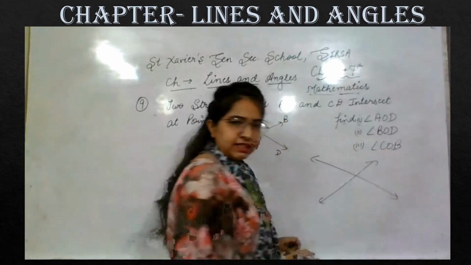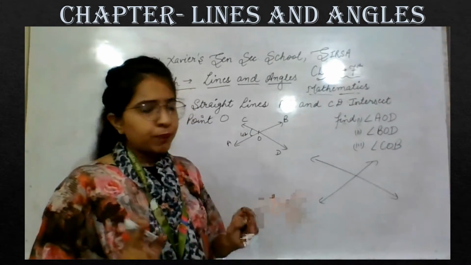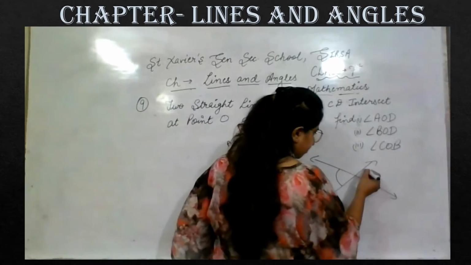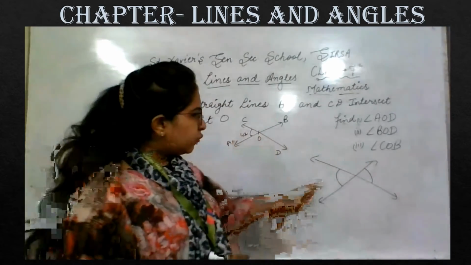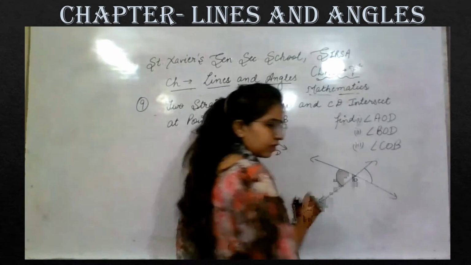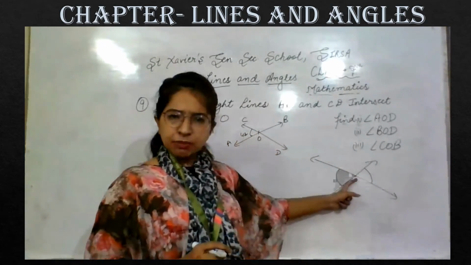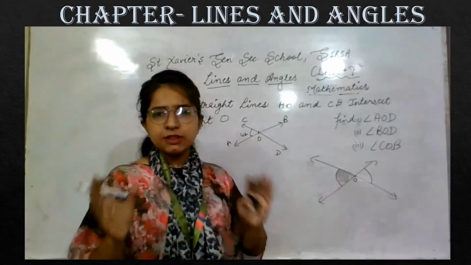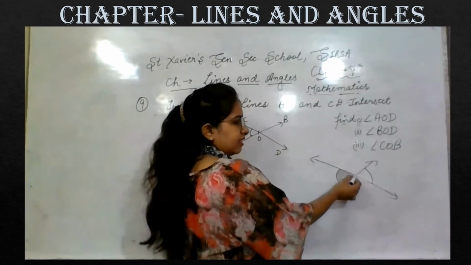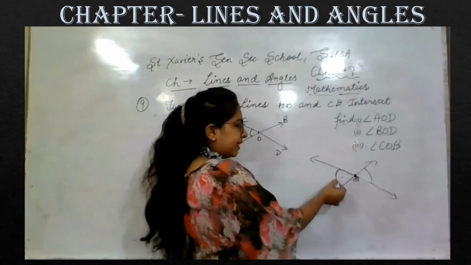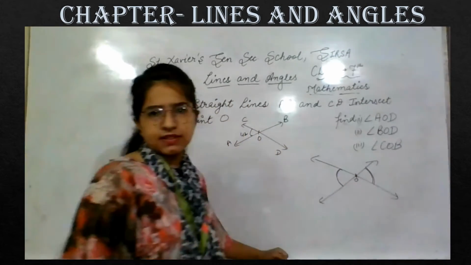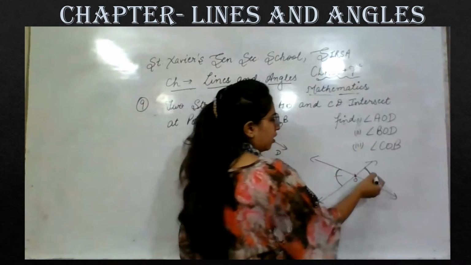I'm taking these two lines. Both are intersecting each other. In this, these two angles are opposite angles. The intersecting point is this, point O. If this is the intersecting point, the opposite angles must be equal. One angle is this. Just opposite to this is this. Both will be equal.